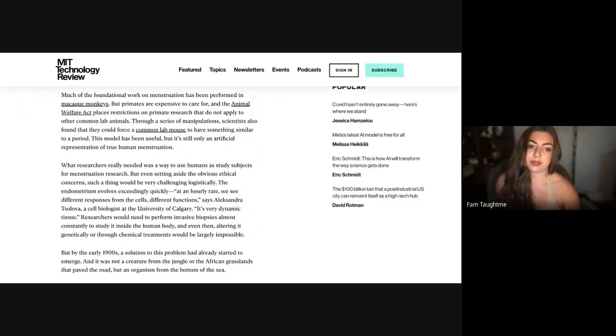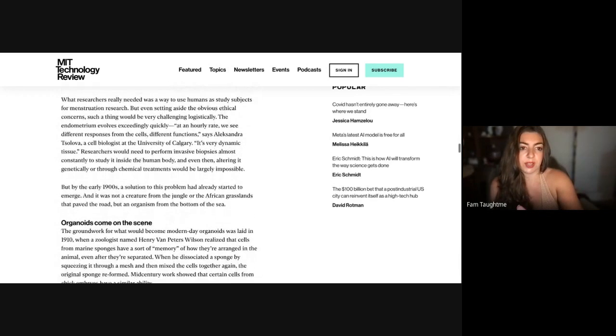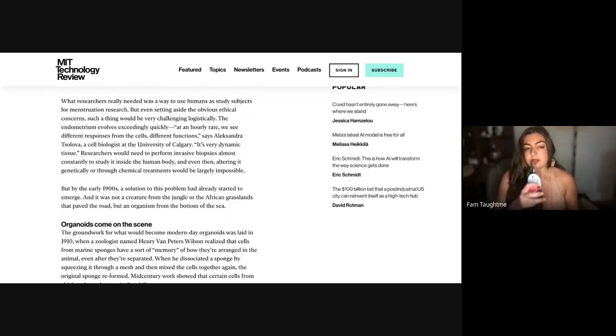I think all the animals are very smart, but they also found that they could sort of humanize lab mice to have something similar to a menstruation. So that model has been somewhat useful. But again, it's scientists always trying to extrapolate out instead of studying us or involving us in the study of our bodies. So again, they're trying to get close, but not really working with the animal models.